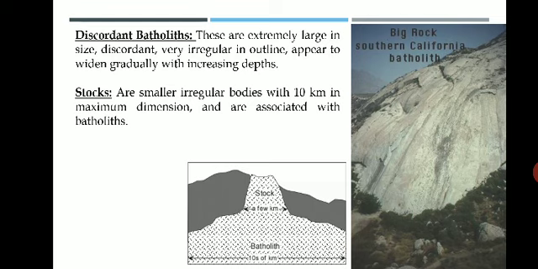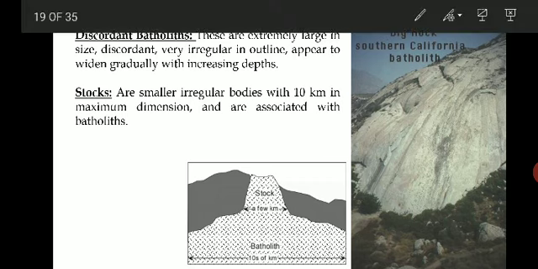Here you can see this is a batholith. As you go down, the distance goes on increasing. So they become wider as you go inside. With increasing depth, they become wider. Tens of kilometers will be the distance of these types of batholiths.